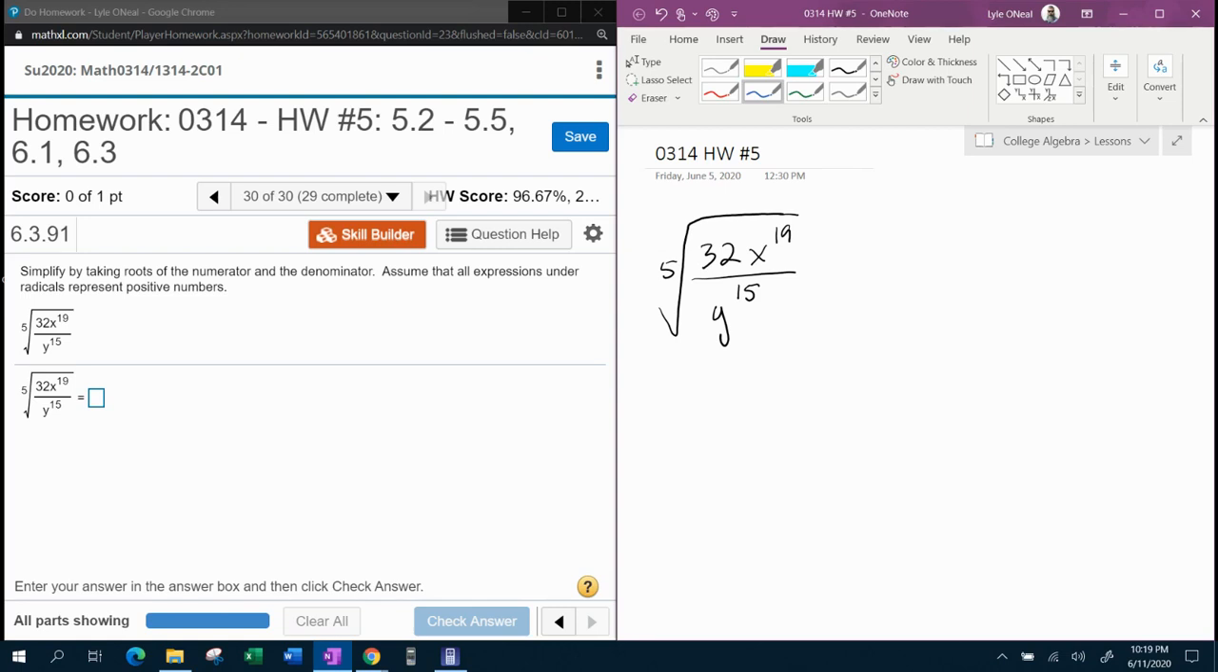Now, there is a property of radicals that says I can split that up and I can do the fifth root of the numerator and the fifth root of the denominator separately, okay? So I'm going to split that up. Now, there's also a property of radicals that says if I have multiple factors under a single radical, I can again split that up and take the fifth root of each factor separately.